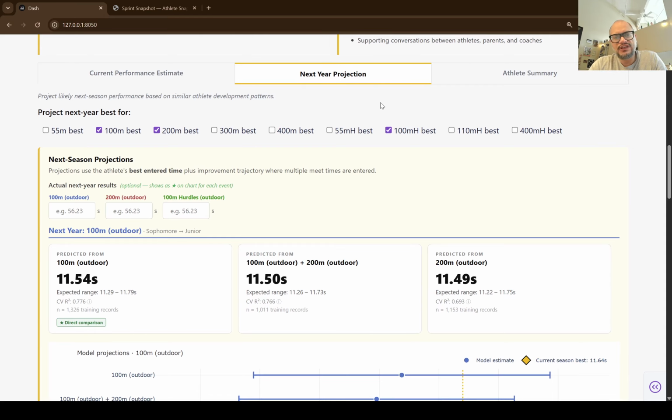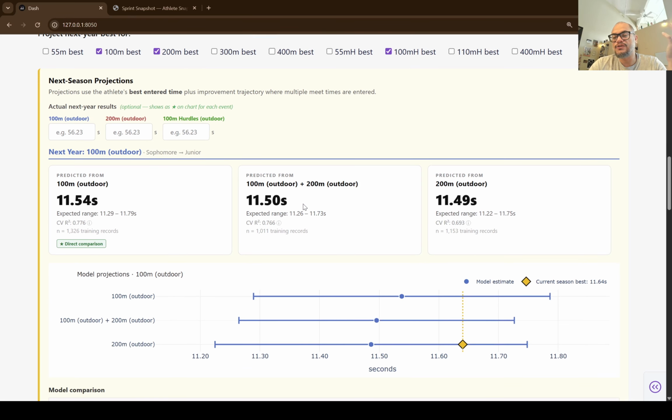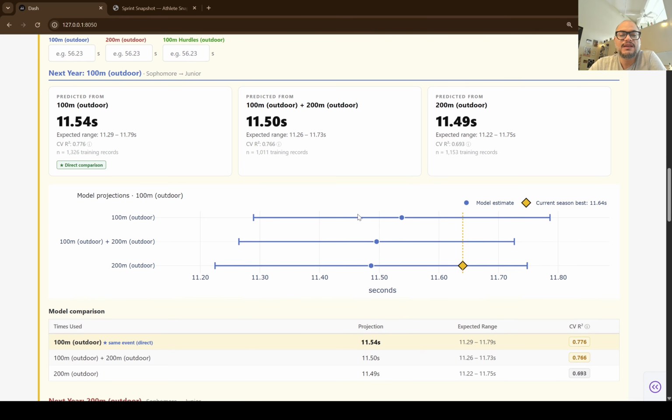So for next year projections, these are just estimates of what they could potentially perform the next year, their junior year. Now, this is all based on historical data, using statistical methods to project this information. And with this information, we also look at different models, so to speak. So we always look at the direct comparison from their 100 meter outdoor to what their potential performance could be the next year.